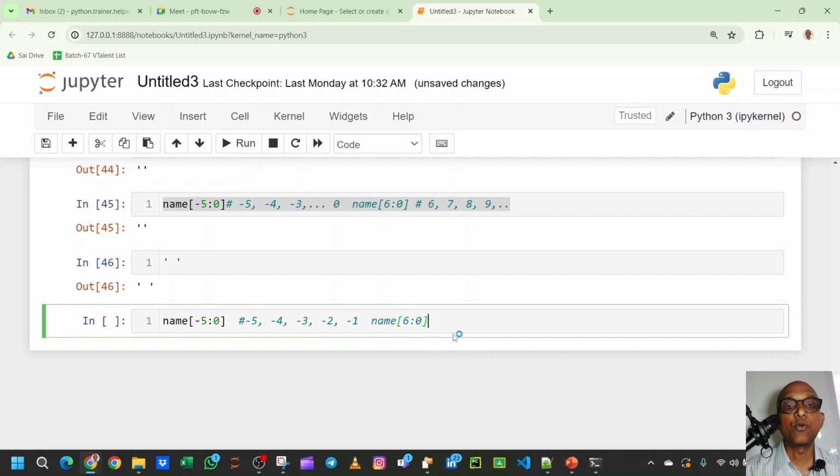Now the next step. Again, Python is going to apply the same logic. What is the default incremental value? 1. So now 6 plus 1, 7 plus 1, 8 plus 1, 9. It will never reach the ending index value 0. Is the logic understood?